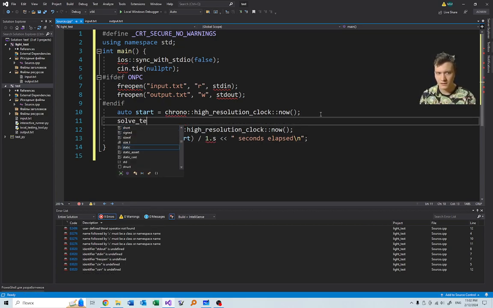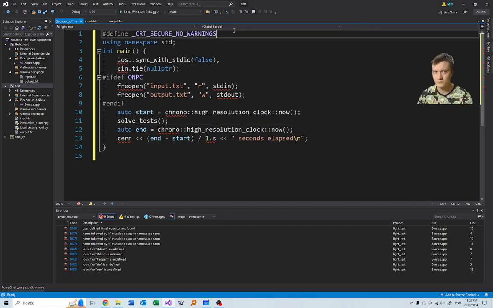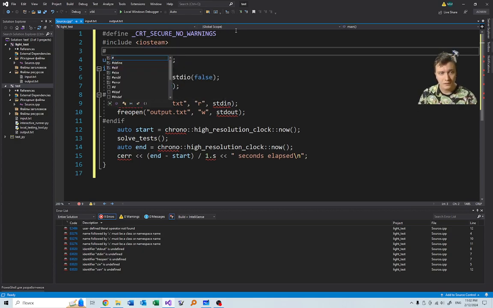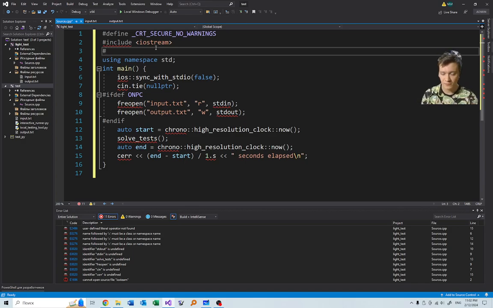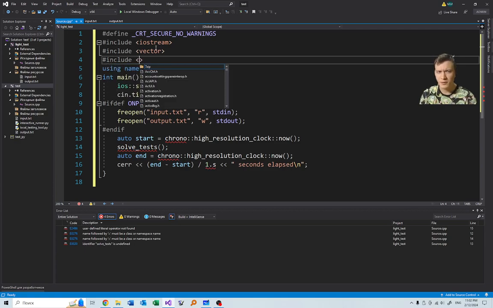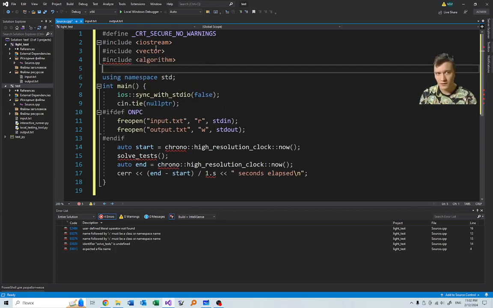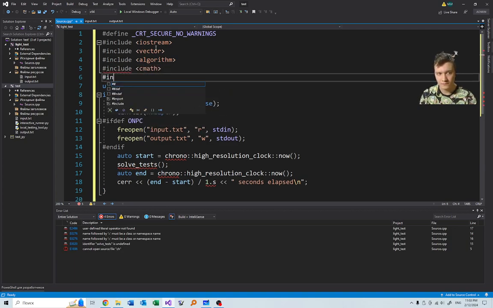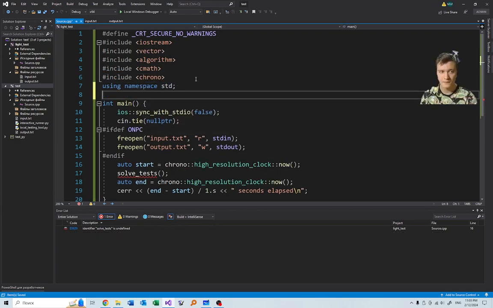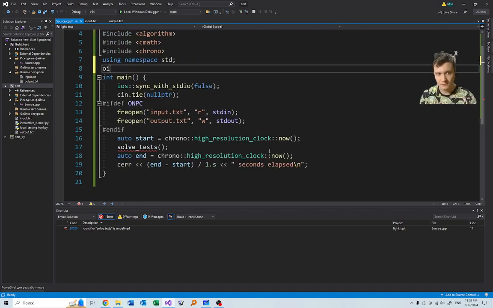Okay, solve tests. We will need iostream. We will need Steam. It wants me to play games. Vector. I think maybe we will need algorithm. Maybe we will need some app. And of course, Corona. Okay, now let's solve tests.